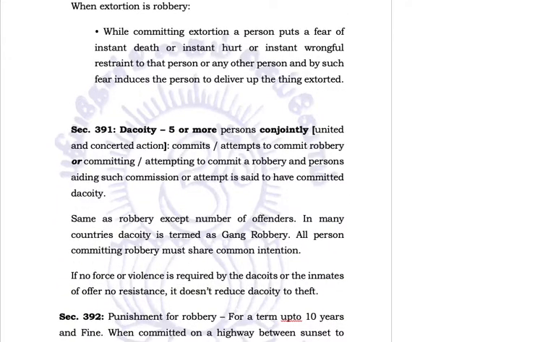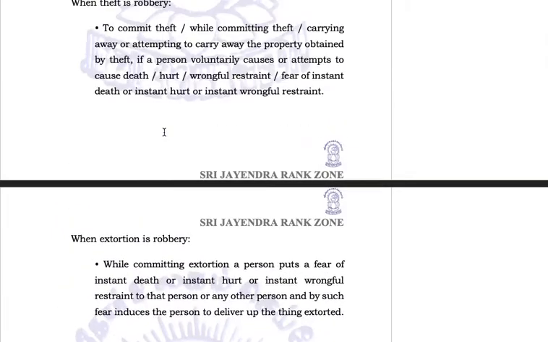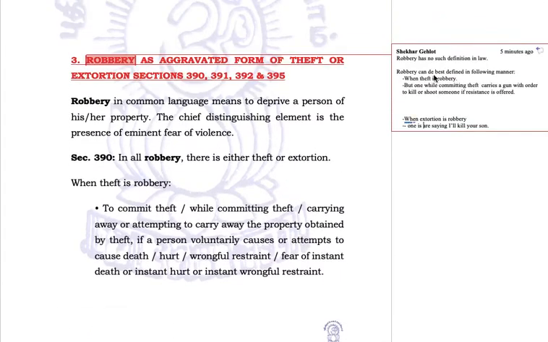Okay, now let us go to section 391, that is dacoity. Dacoity, or the Hindi word is dakati, which is five or more persons conjointly. So for dacoity, you understand what is robbery? Okay, now when the robbery is committed by less than five people, it is robbery. When it is committed by more than five people, robbery will become dacoity.